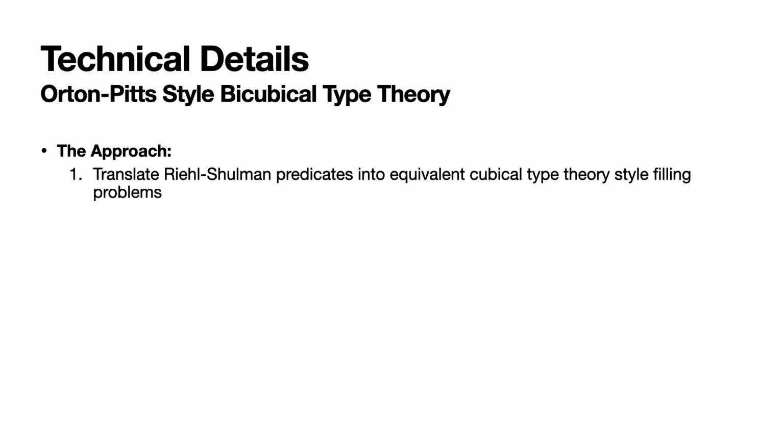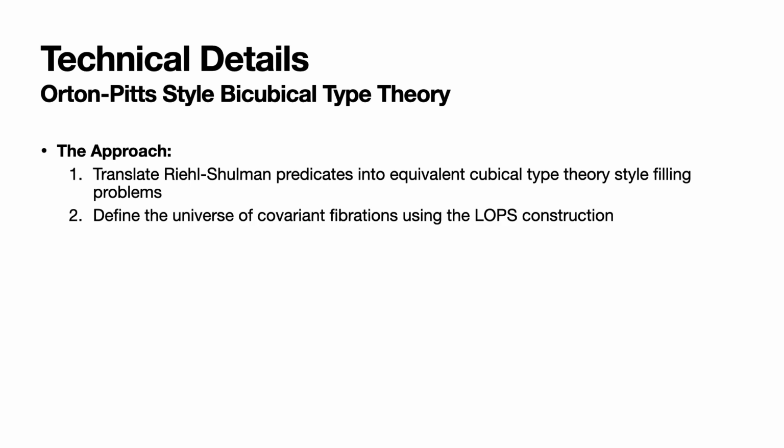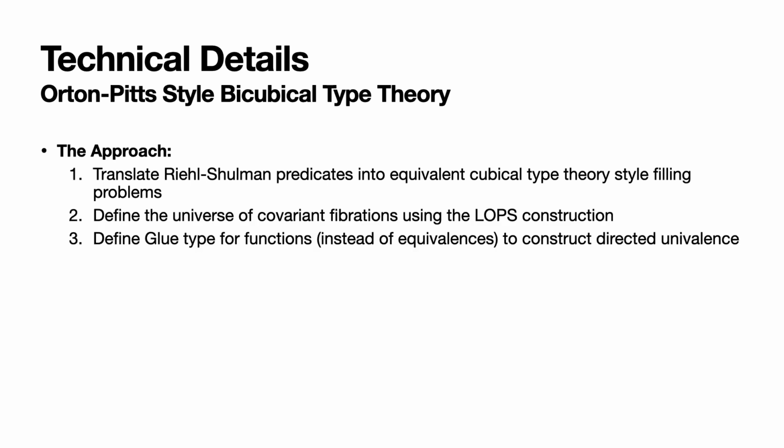We first translated the predicates from Riehl-Shulman into equivalent ones that look a bit more like cubical type theory and are given by filling problems. We then defined the universe of covariant fibrations using the LICS construction. We then also defined glue types, similar to cubical type theory, but instead of gluing along equivalences, we glue along functions. And we can then use this to hopefully construct directed univalence.